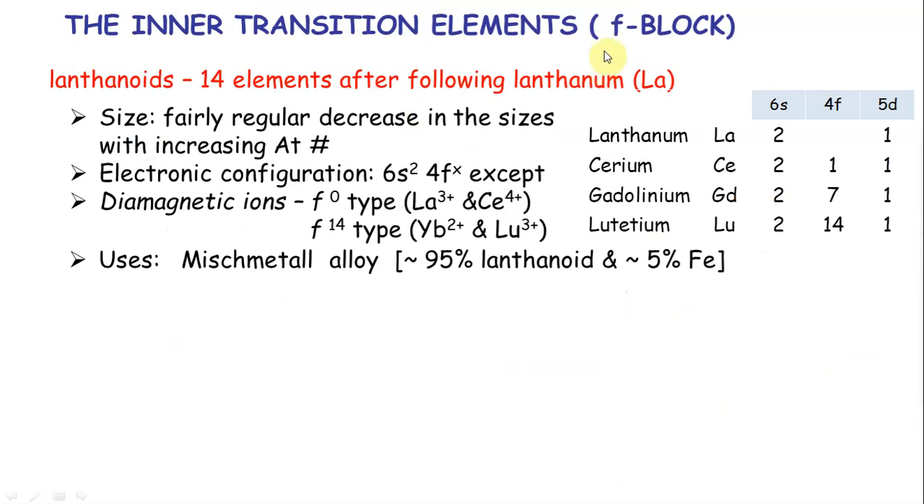The inner transition elements, F block. I keep it to a minimum based on the type of question that is being asked before. So this comprises 2 periods. The first period is lanthanoids. This comprises 14 elements following the element lanthanum. Lanthanum is a D block element, but it is studied along with the F blocks because of the similarity in property. Okay, lanthanum as such, if you see right here, has no F electrons. So this is not an F block element, it is studied with F block.